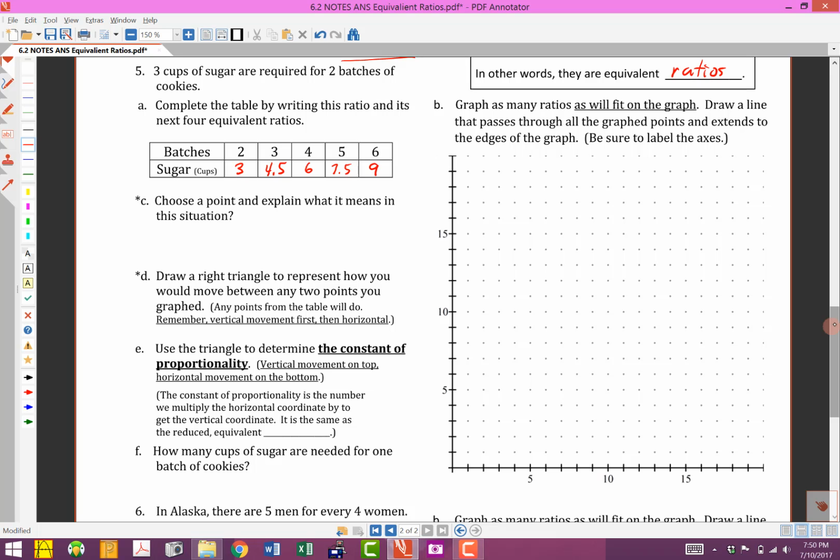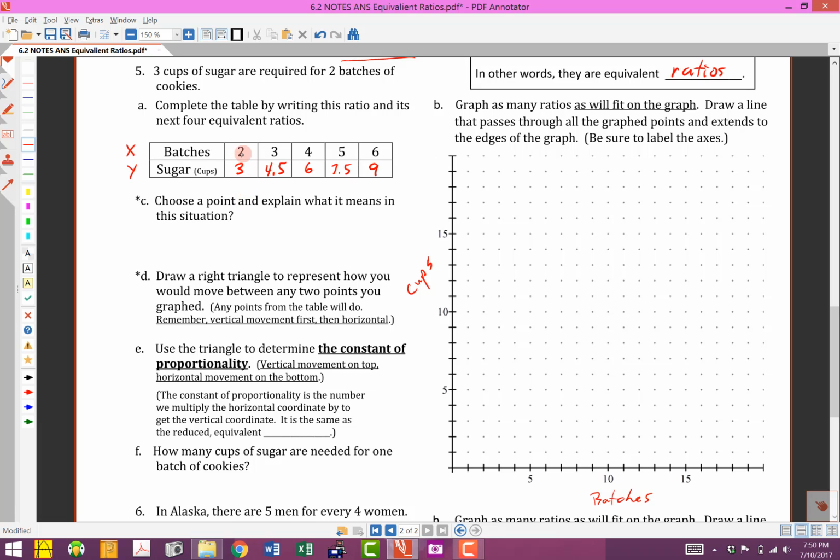Okay. So let's do the top one. We normally do the first one as the x's and the second one as the y's. So we're going to do the x over here. We're going to do the batches right here. So this is batches over here. And this is going to be cups of sugar. Okay, so we're going to do cups right here.